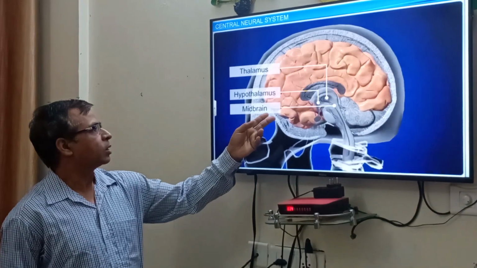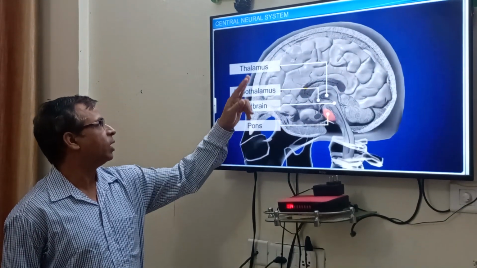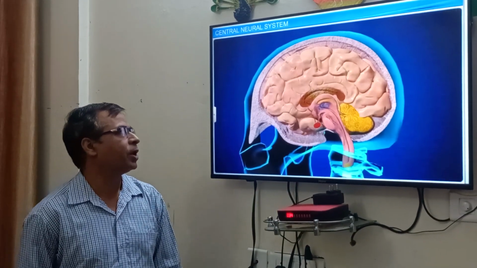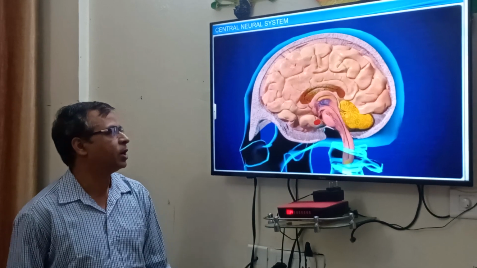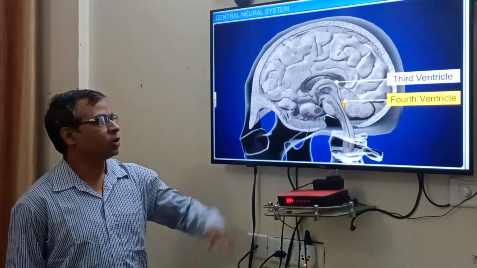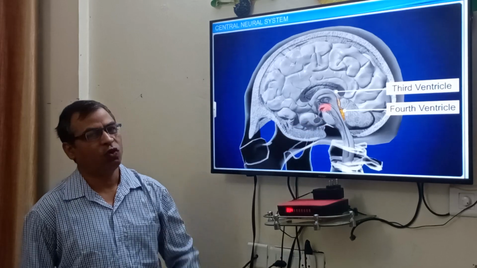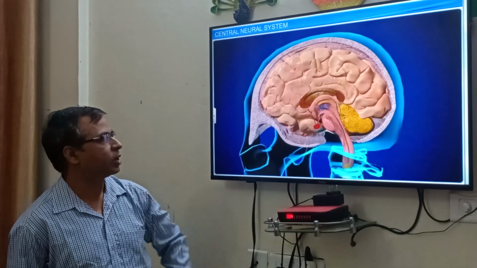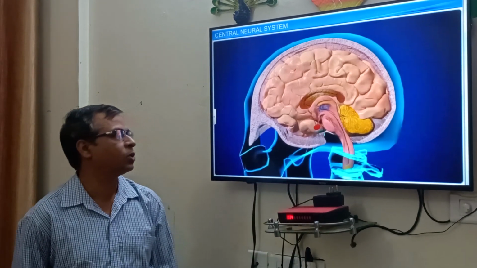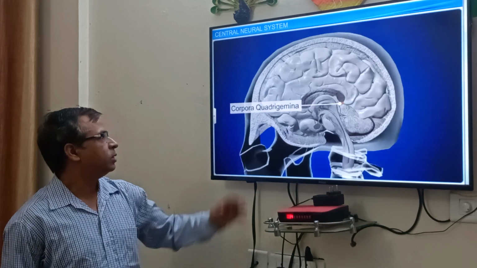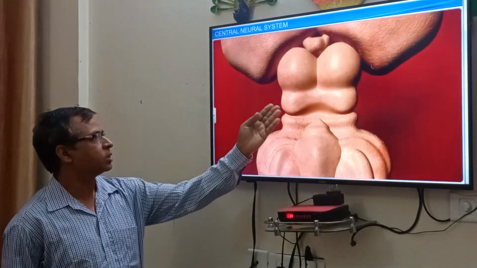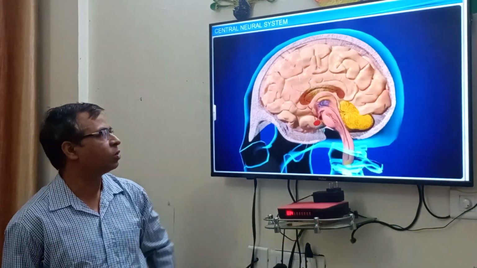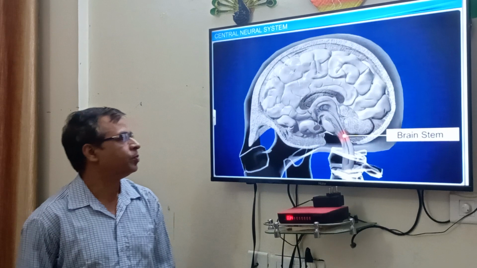This is the diagram of the midbrain. The midbrain is in between the pons and the thalamus and hypothalamus, so it is between the forebrain and the hindbrain. It connects the third ventricle to the fourth ventricle of the brain through the aqueduct of Sylvius. This is called the corpora quadrigemina. It has reflex centers for vision and hearing. There are four lobes, so it is called corpora quadrigemina.